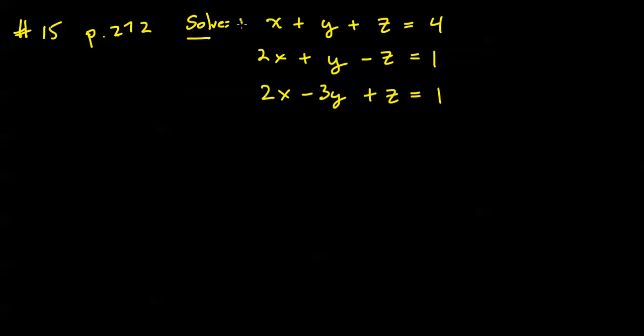Alright, I'm going to label these equations 1, 2, and 3 and follow our procedure. Now, again, the procedure is to pick two equations, eliminate a variable, pick another pair, eliminate the same variable, take the resulting 2 by 2 and solve as in section 3.2, and then use one of the original equations to solve for the third variable.